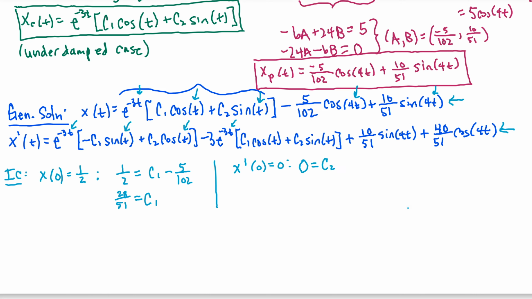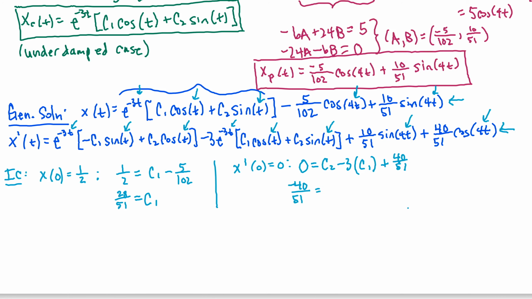Notice here we have minus 3 times 1, so I do have to consider this coefficient. Cosine of 0 is 1, so we get c sub 1. Sine of 0 is 0, we lose that term. We're going to lose this term. Plugging 0 in right here, we have 40 over 51. I'm going to go ahead and move the 40 over 51 to this side.